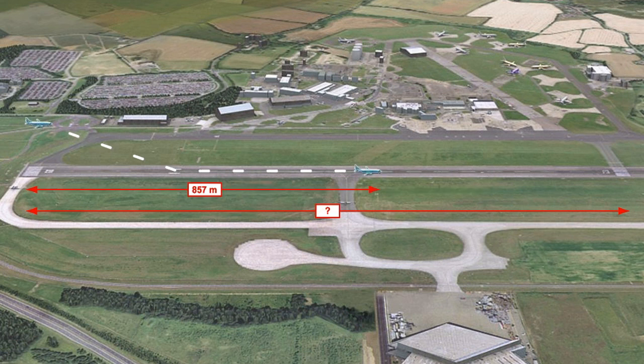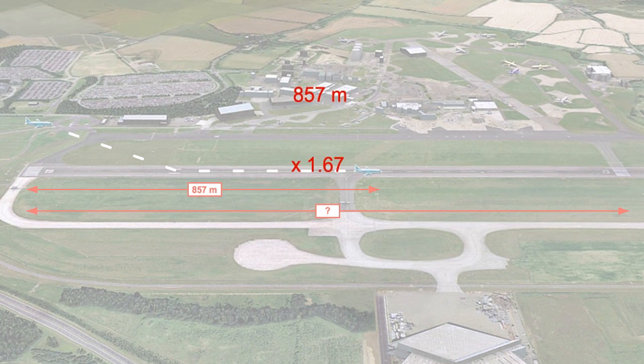If the calculated landing distance is 857 meters, what is the minimum length of landing distance available? For this example, multiply 857 by 1.67. This gives an answer of 1,431 meters. Therefore, the landing distance available must be more than 1,431 meters long. These examples are important, since questions like this form part of the aircraft performance exam. Try not to get confused about when to multiply or divide by the factor.